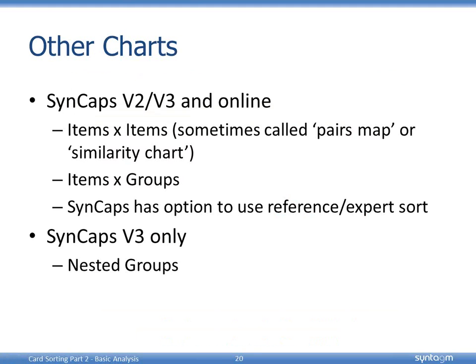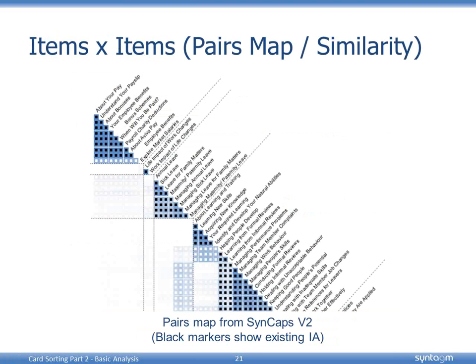And then finally, I'm going to spend a minute or two talking about the nested groups that SynCaps version 3 allows. So this is what used to be called a pairs map in version 2. It's now called an items by items chart in version 3. And this is for a very large intranet. We can see a lot of agreement, this dark blue. If we were using the program live, we could click on one of these cells and it would give us the exact figures, but these are typically very close to 100% agreement.